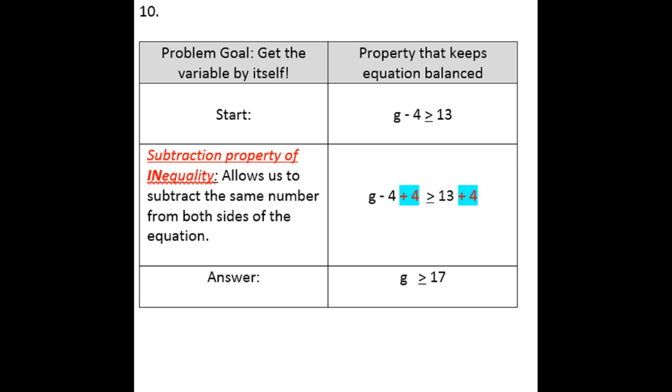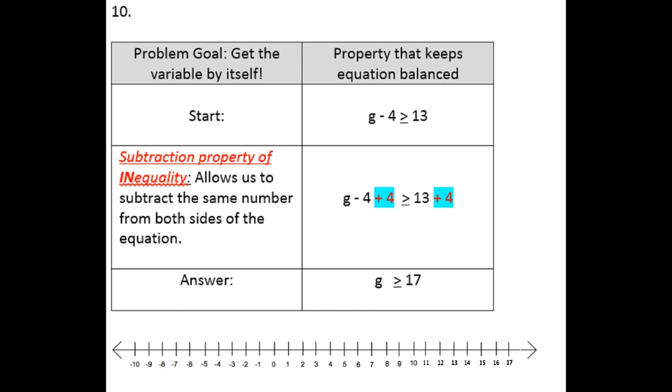So that's a closed dot sitting right on 17. Just keep in mind that when you graph these, you have to adjust your number line to account for wherever your answer is going to be. So you have to have a 17 there. So there's mine. And g is greater than or equal to 17, shade over to the right. That's your answer.